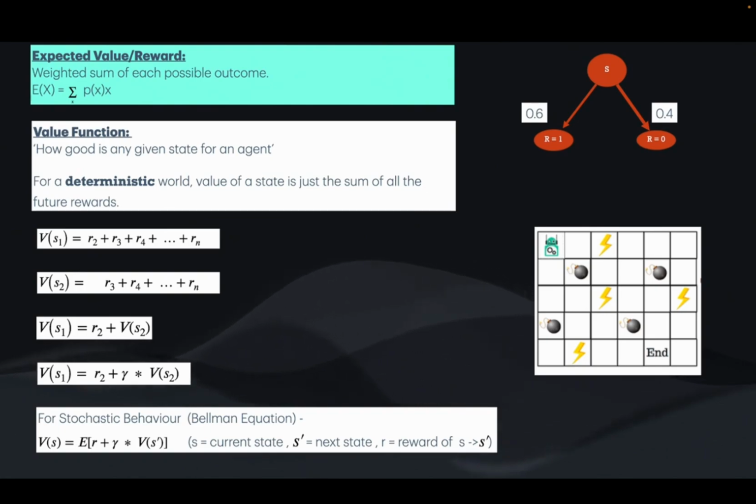So this V(s) is nothing but the expectation of r plus the discount factor multiplied by V(s'). Here s' is the next state, and r is the reward from going from s to s'. So you are starting from a state s, and the next state is s'. That is the expected value for stochastic behavior, right?